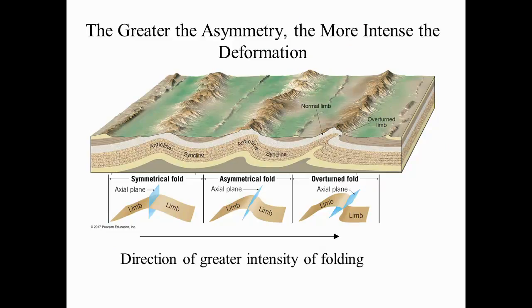So the greater the asymmetry, the more intense the deformation. And as we see in this figure, the direction of greater intensity of folding is towards the right. So if we start at the left with a symmetrical fold, as we go towards the right, towards greater intensity of folding, we go progressively from symmetrical to asymmetrical, then to overturned, and then finally at the far right-hand corner we encounter recumbent folds.